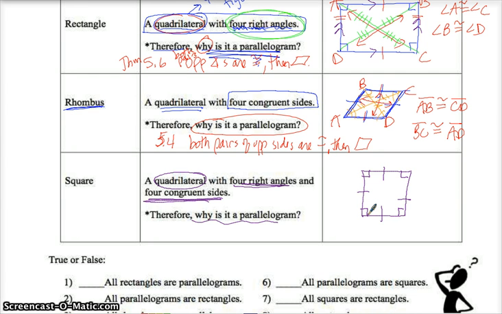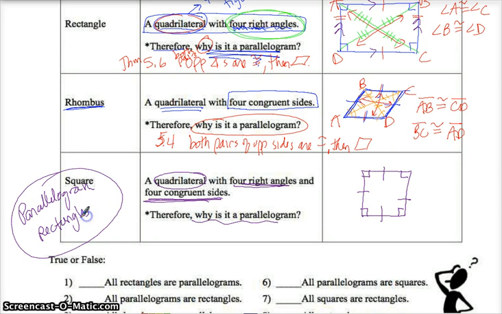Okay, now let's talk general umbrella here. Right? What do we know? We know that all of these are parallelograms. So a parallelogram encompasses all 3 of these things. And then what's the next big part or little thing underneath, if we're talking about a Venn diagram? All rectangles are parallelograms, right? So they have their own bubble.